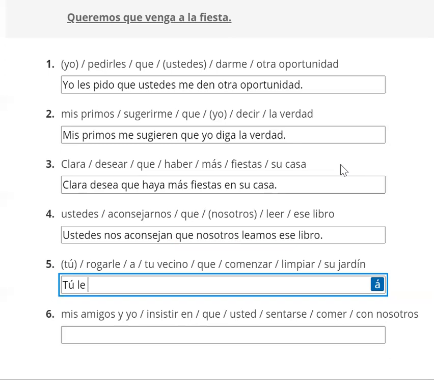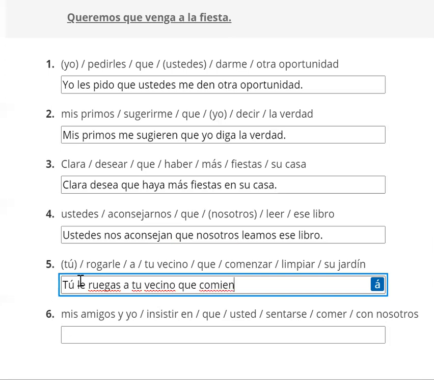Tú le ruegas, I missed a letter there, ruegas a tu vecino. Now this a tu vecino is just clarifying whom we are begging because we have the le in there. The a tu vecino is not required, but again, we want to be specific. Clarify a tu vecino. Okay.